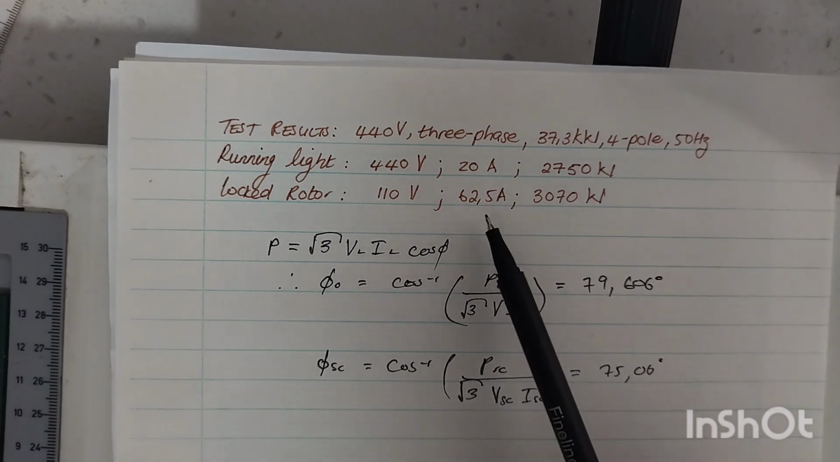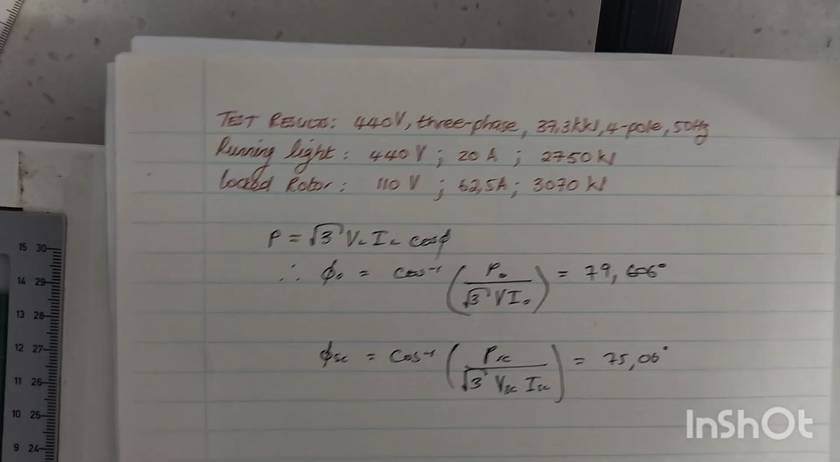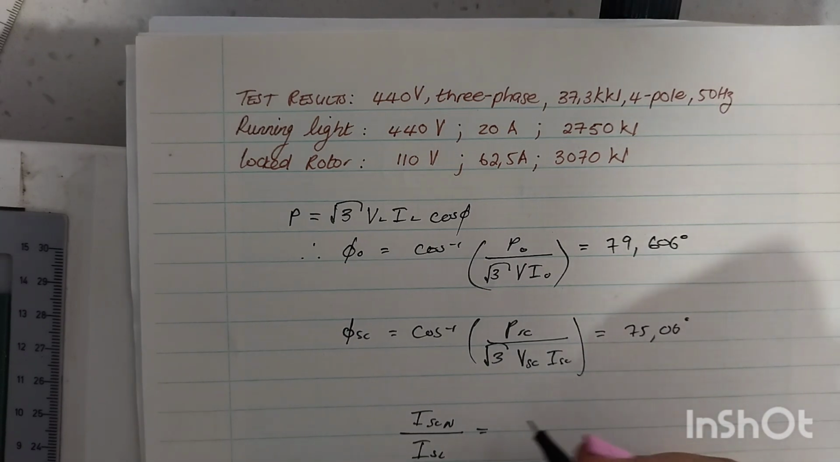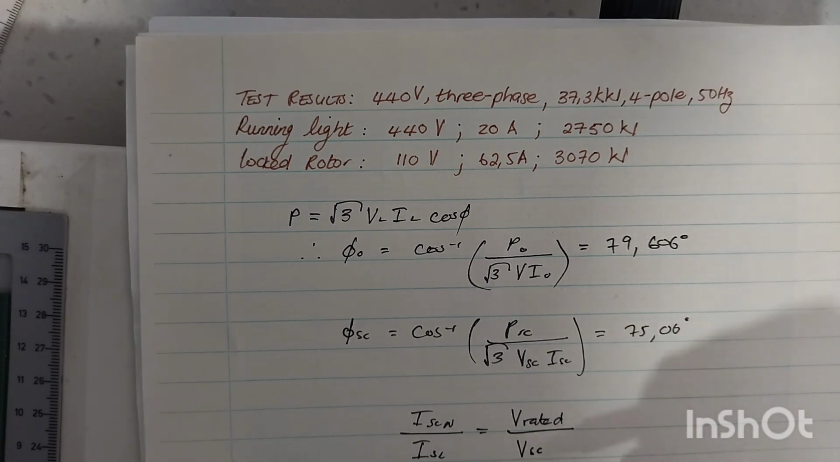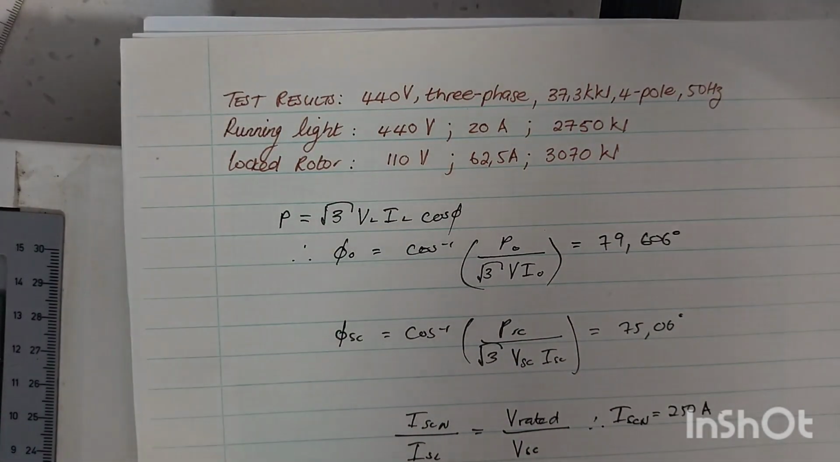Now, there's a slight adjustment that needs to be made. You have to adjust your short circuit, your locked rotor current to the current it would be if normal voltage were applied to your stator. So to do this, you would use a ratio that your new short circuit current to the short circuit current that you read from your ammeter is equal to your rated voltage divided by your short circuit voltage, or the low voltage applied to your stator. And from this you should get that your short circuit current, if normal voltage were applied, would be 250 amps.